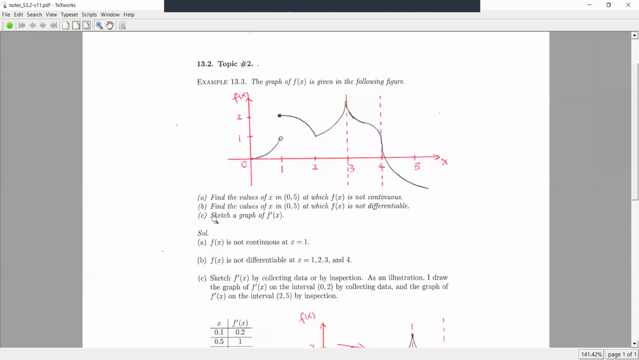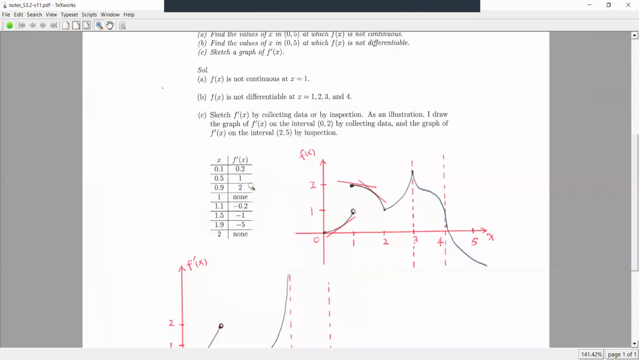Part C. Sketch a graph of the derivative function. We can sketch the graph of this function by collecting some data about the function or by inspection. As an illustration, let me sketch the graph of this function on the interval between 0 and 2 by collecting some data, and sketch the graph of this function on the interval between 2 and 5 by inspection.